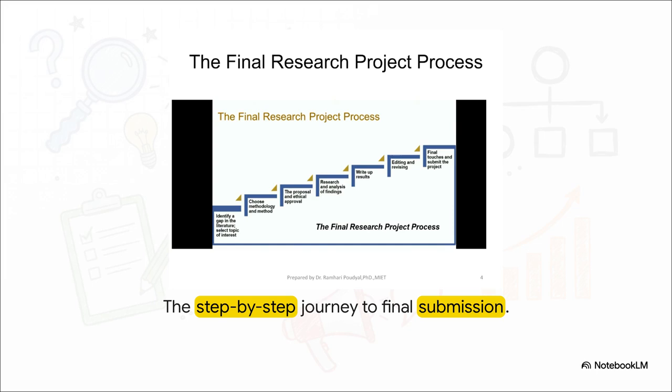I like to think of this whole chronological journey as a staircase. Finding that gap in the literature and picking your topic, that's literally just the very first step on the ground floor. From there, you're climbing upward. You're choosing your methodology, securing your ethical approvals, actually executing the research, writing up the results, and of course, editing before you finally hit submit. It is a marathon, not a sprint, and you really have to take it one step at a time.